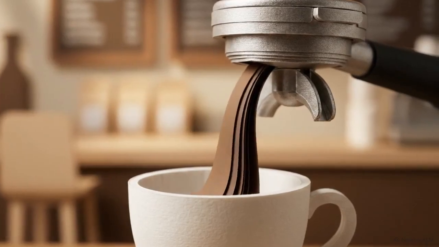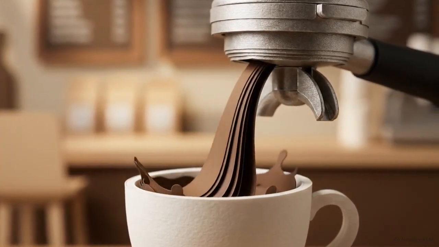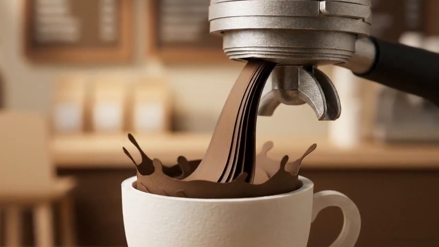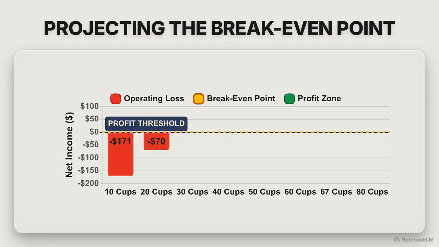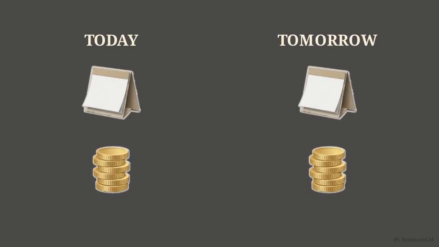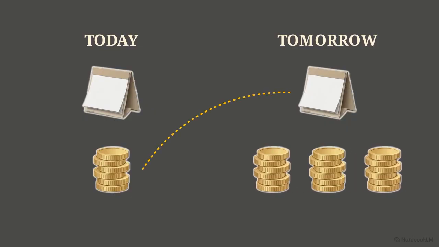Let's say you have $1,000 saved up and you decide to start a small coffee cart side hustle. Two stressful questions immediately pop up. How much should you charge? And when will you actually start seeing a profit? This is the essence of financial modeling. It's taking what you know about your money today to see what it will likely do tomorrow.